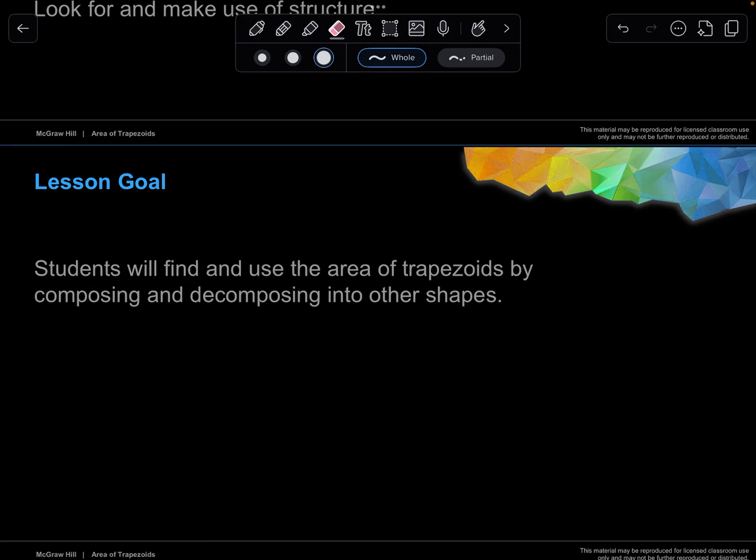Alright, today's lesson we will find and use the area of trapezoids by composing and decomposing into other shapes. Now, what do we mean by composing? Composing means putting shapes together, and decomposing means to deconstruct, to take the shape and split it up into smaller shapes that we know.